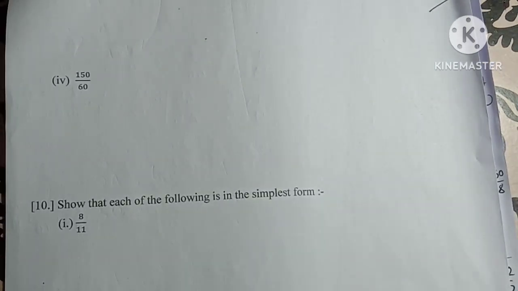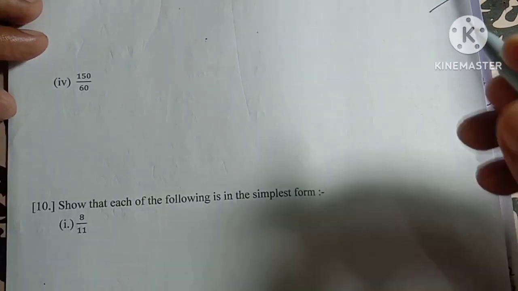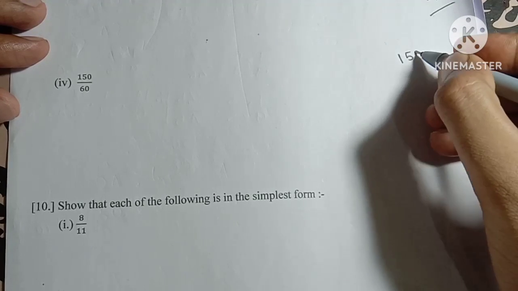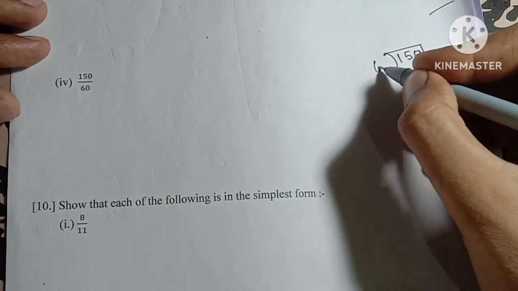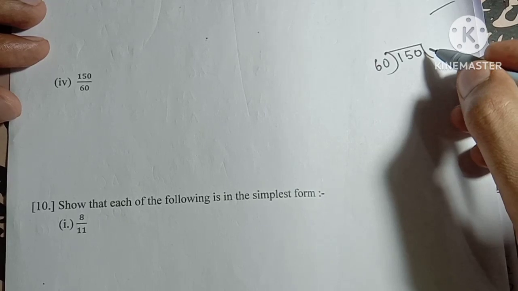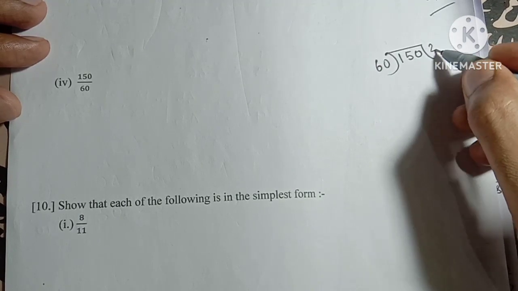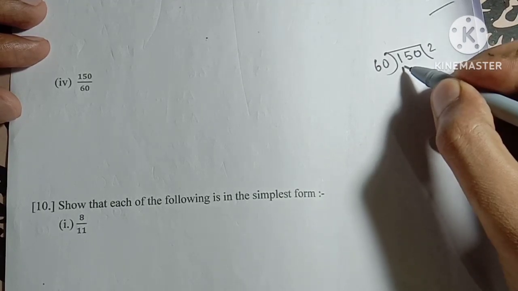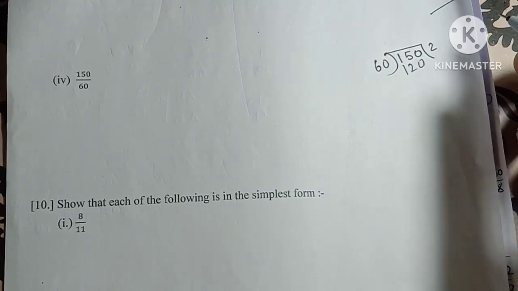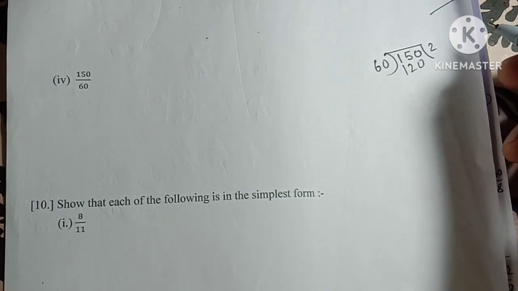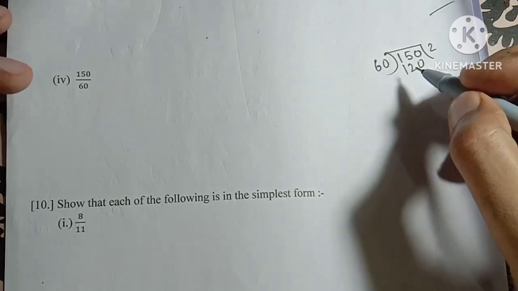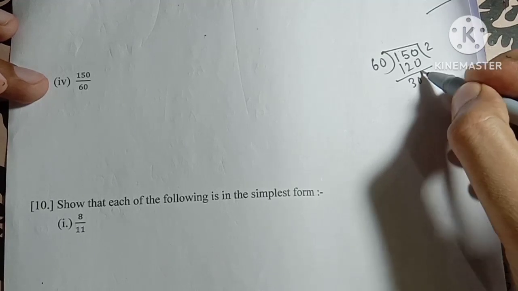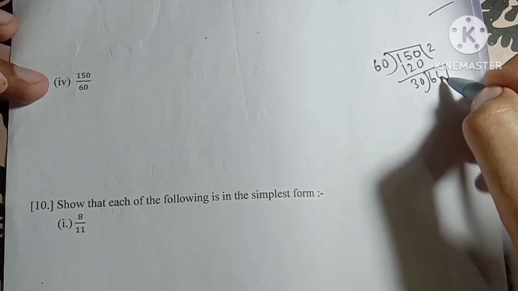The next fraction is 150 by 60. First we will find out the HCF. Here if you multiply 60 by 2, you will get 120, and if you multiply by 3 you will get 180. 180 is bigger than 150, so we are considering 60 twos are 120. Okay, here we will get the remainder 30, it becomes the divisor, and 60 becomes the dividend.